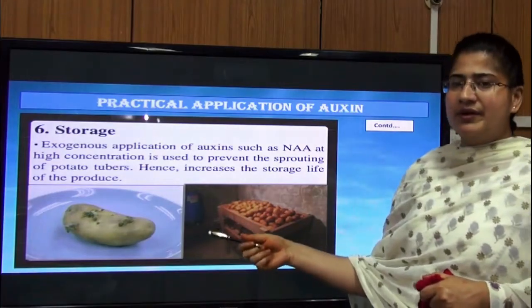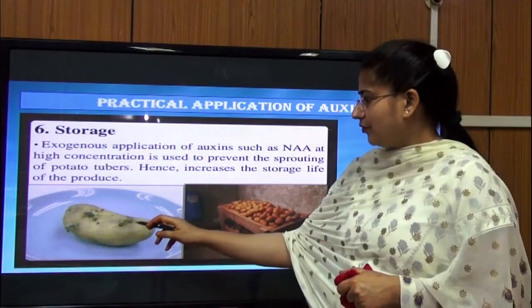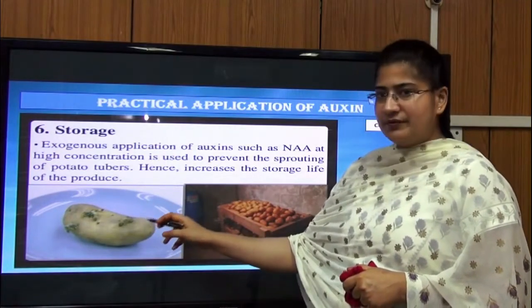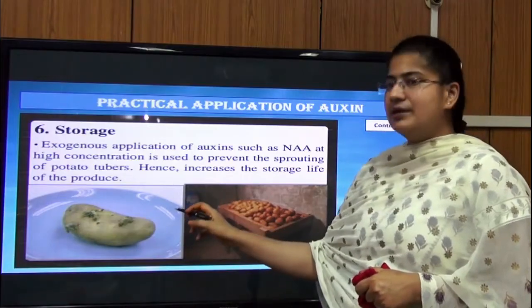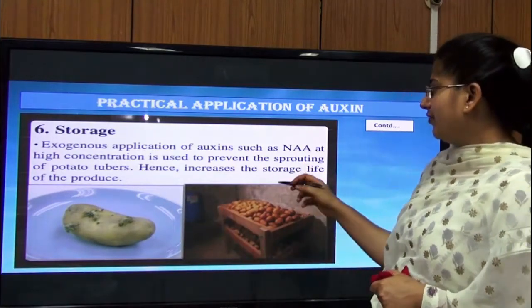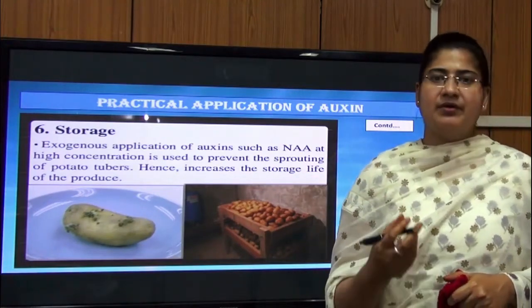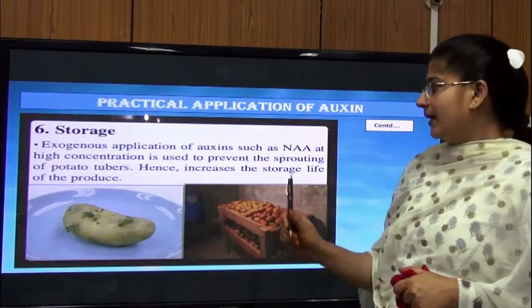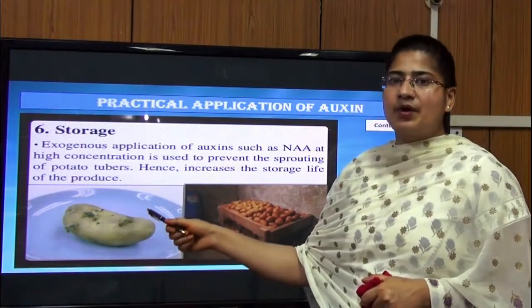This is a very common phenomenon: during storage there is formation of buds, sprouting of these potato tubers, which is not desirable, and it will reduce the market value of potato. So if we apply NAA, which is a derivative of auxin, or maleic hydrazide in a storage condition, it will inhibit the sprouting of potato.